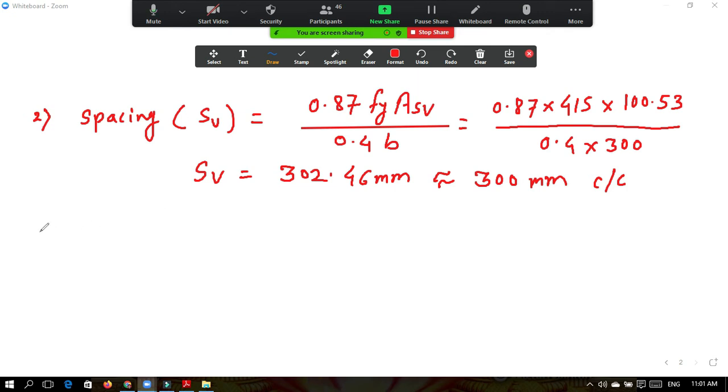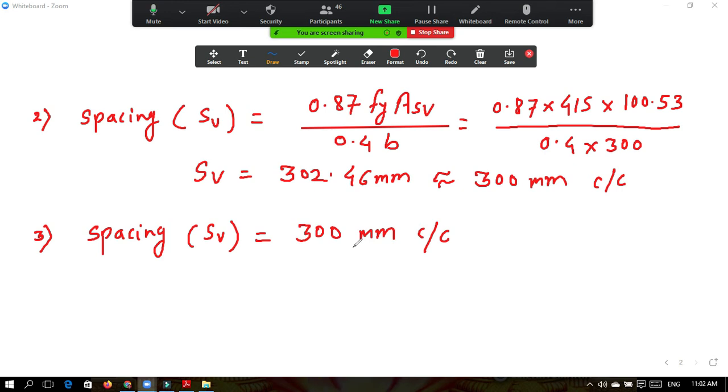And the third criteria is: in no case should the spacing of stirrups Sv be taken more than 300 mm center to center. And now we should adopt the least value of these three. The first value is 250, the second value is 300, the third is also 300. So we will adopt the 250 spacing.